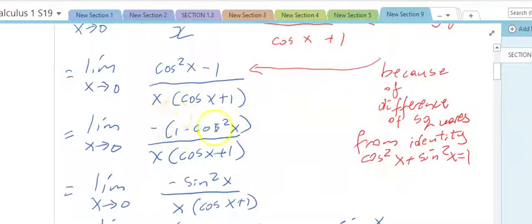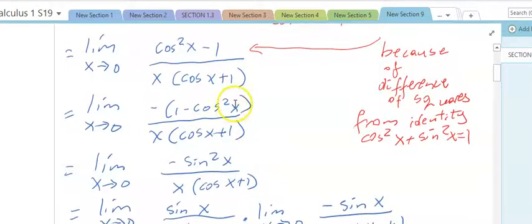We're going to look at finding something that we know from before that we can actually simplify, to make this expression a little bit simpler. That's negative 1 minus cosine squared x, all over the same denominator, x times cosine x plus 1. Now this 1 minus cosine squared x we recognize from our identity, cosine squared x plus sine squared x is equal to 1. We recognize that as sine squared x. So that's negative sine squared x over x times cosine of x plus 1.